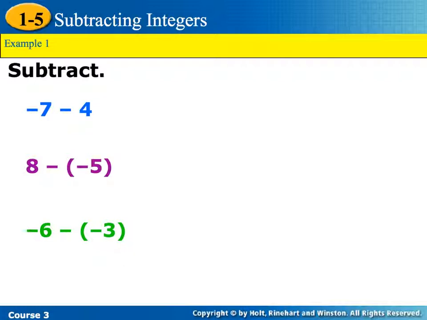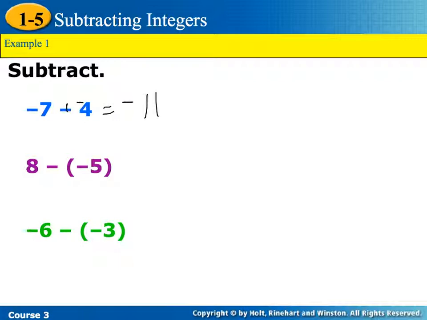-7 minus 4. Add its opposite. Change this minus sign to a plus. Take the 4. Opposite of 4 is -4. So I have -7 plus a -4. And remember, two signs are the same. My answer is negative. I take 7 plus 4. I get 11.